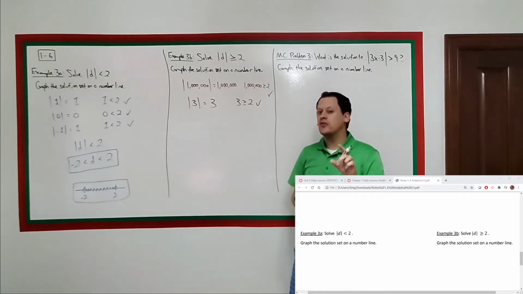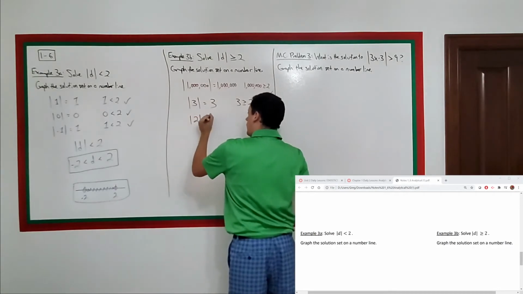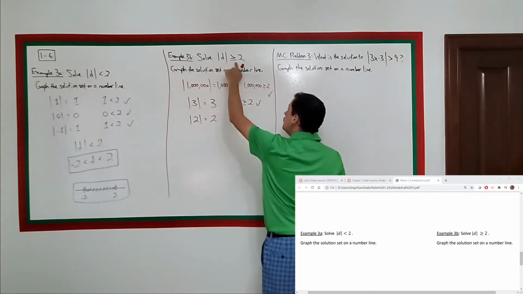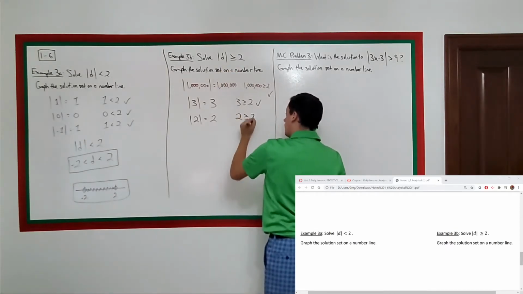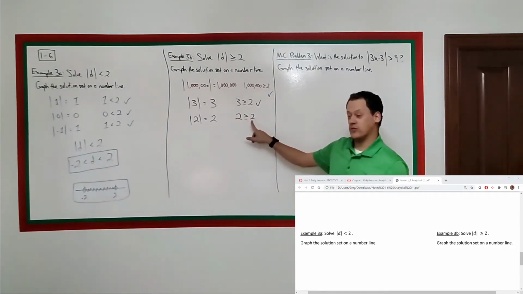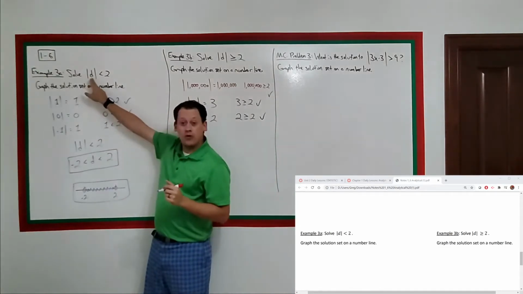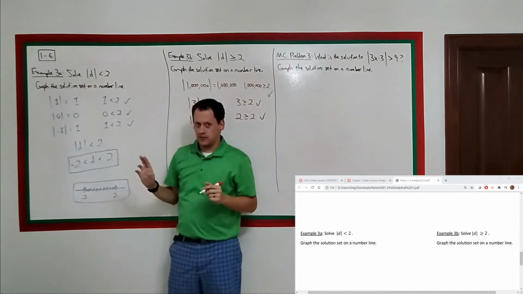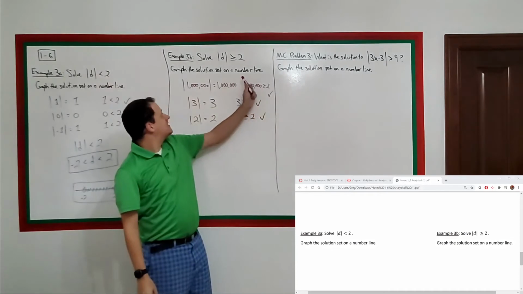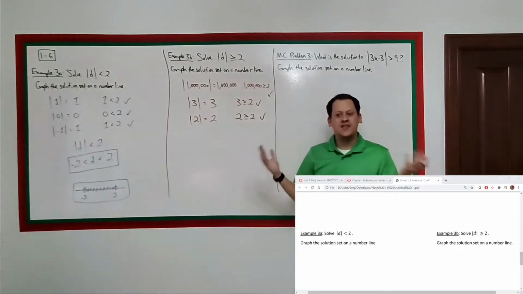What about 2? What about exactly 2? The absolute value of 2 is just 2. And is 2 greater than or equal to 2? It is. 2 is equal to 2. So 2 does work here. If we tried to plug in 2 for this one, 2 is not less than 2. So it all depends on whether that's an equal to or not. Since this is an or equal to, 2 does work. So is it just the numbers bigger than 2?